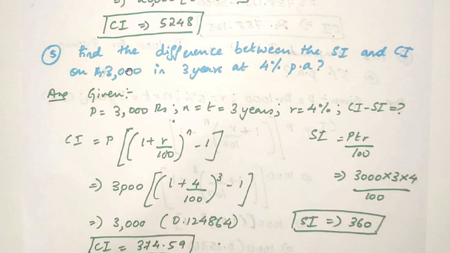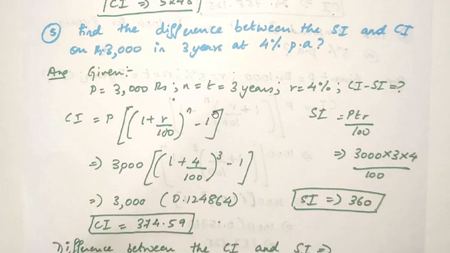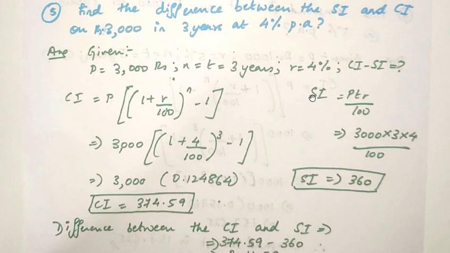So our next question: find the difference between simple interest and compound interest on rupees 3,000 in 3 years at 4% per annum. So you're supposed to find out the difference between the simple interest and compound interest. The same way we did our previous problem, you calculate your compound interest and your simple interest. So your compound interest is equal to P into (1 plus R by 100) to the power of n, minus 1. So 3000 into (1 plus 4 divided by 100) to the power of 3, minus 1. So 3000 into 0.124864.